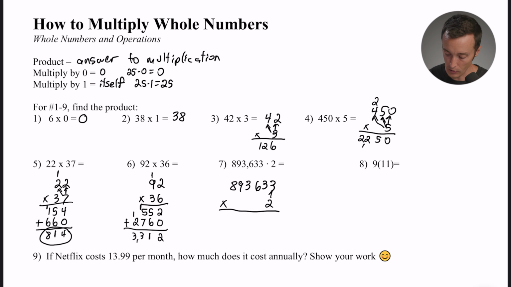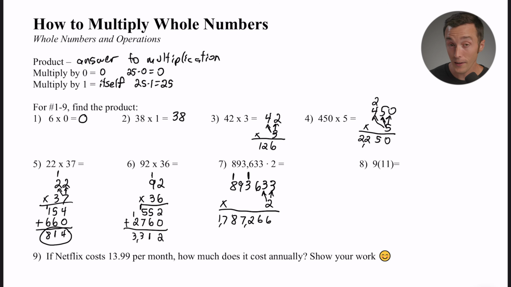Okay, so we're going to multiply each one of those by 2. So here we go. 2 times 3 is 6, and then we're just going to keep going down. 2 times 3 is 6. 2 times 6 is 12. I'm going to carry a 1. 2 times 3 is 6, plus that 1 is 7. 2 times 9 is 18. I've got to carry a 1. And 2 times 8 is 16, plus 1 is 17. So if I drop in my commas where they go, that gives me 1,787,266 as the product of those two numbers.